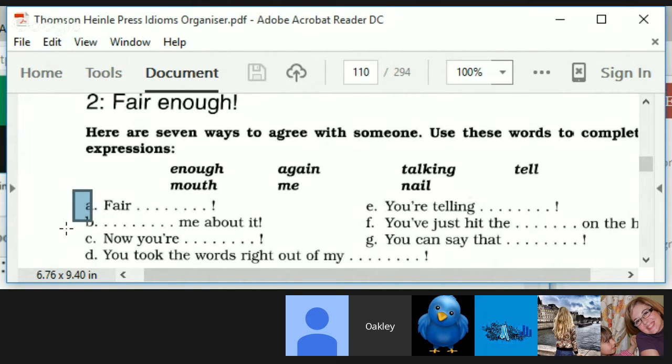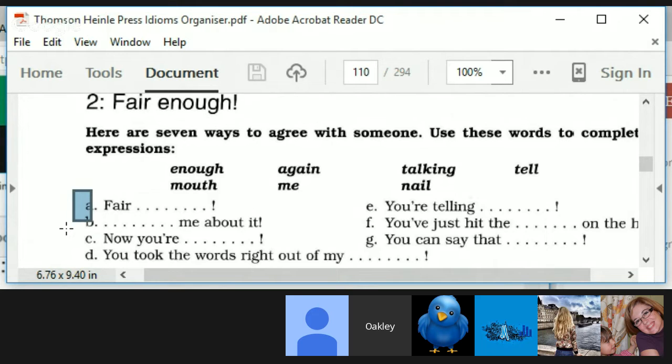I would use a different expression there. All right, he got what's coming. Fair enough is like, all right. It's like saying okay, okay. Not like, yeah, you're so right. It's very not strong. It's a very weak agreement. Okay, it's more like saying, okay, I can accept that. Maybe I don't even really like it, but okay.